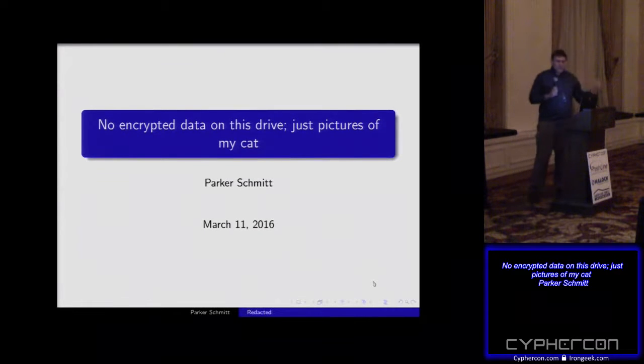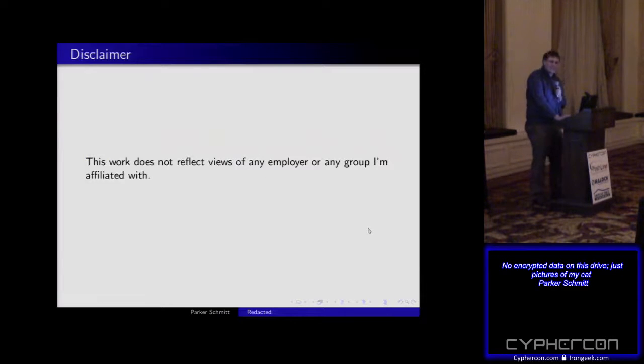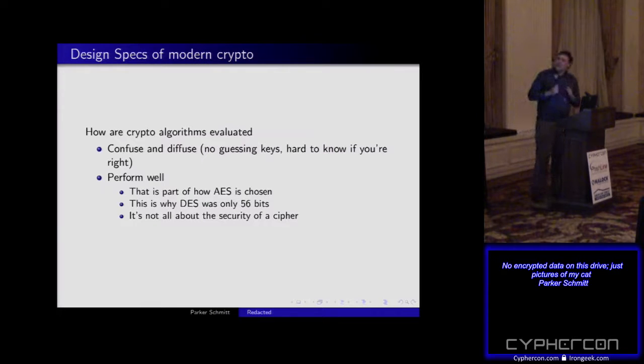All right, so this talk is no encrypted data on this drive, just pictures of my cat, because that's what fills up people's hard drives and has the most innocent-looking stuff, just random lolcats from the internet. But when you're looking for encrypted data, and it doesn't look like encrypted data, it's a lot harder to find, and you can easily deny it. None of this work is with any groups I'm affiliated with, any companies. It's just me. All right, so modern crypto is not designed to hide itself. A lot of times when people use SSL or TLS, everyone knows it's an encrypted transmission. But that's fine. It's not how it's designed to be.